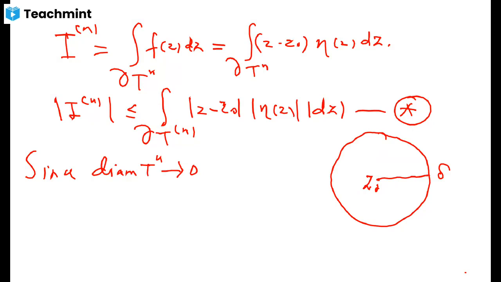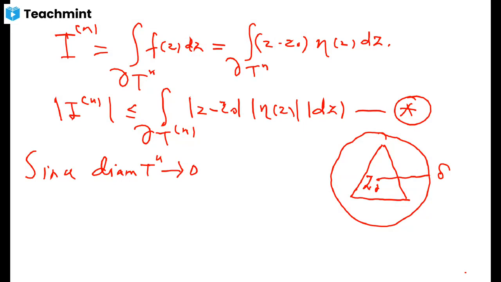So if the diameter is tending to 0, I can make the diameter less than delta also. When I make the diameter less than delta, I can inscribe this triangle inside this disk, because z naught belongs to this triangle Tn. That's what we found through the Cantor intersection theorem.